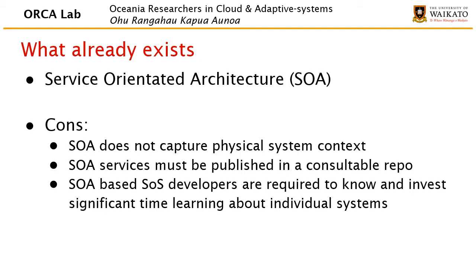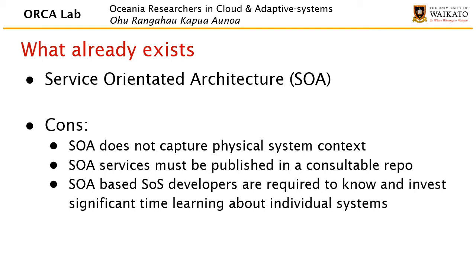Secondly, SOA services must be published in a consultable repo. This means that the services or systems should be published in a repository where people can consult, or code can refer to or reference and manipulate or change. However, this is not always the case for every single system, and so that's another thing that is holding this existing architecture back.